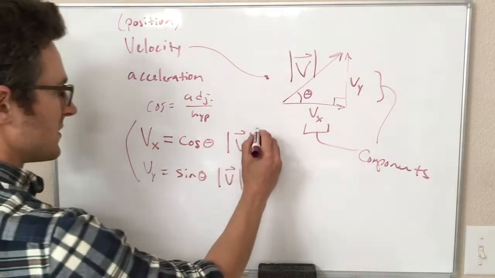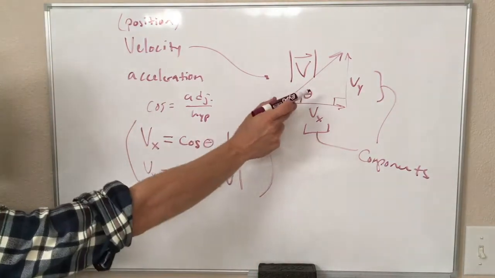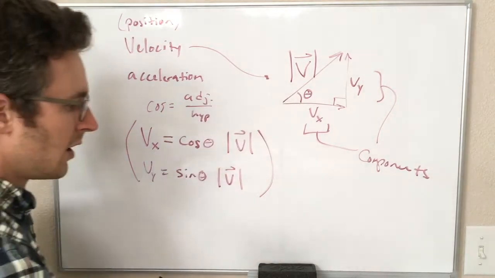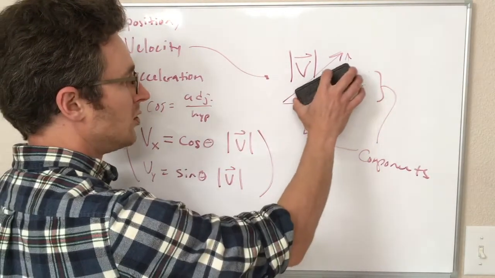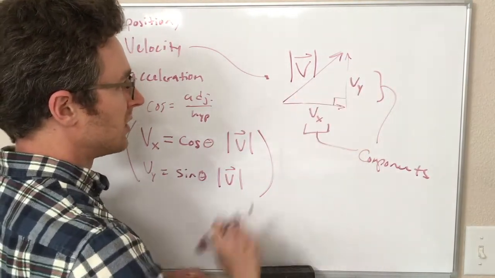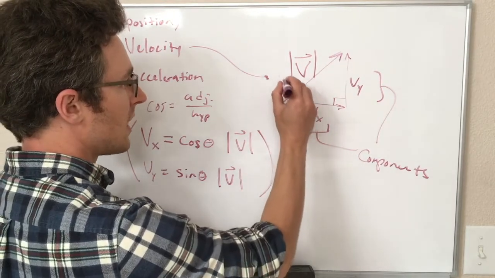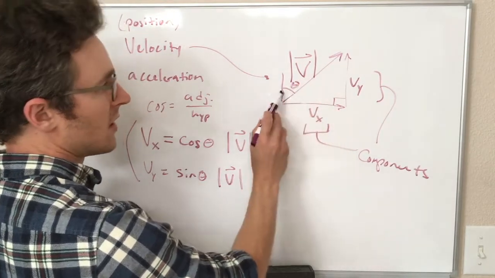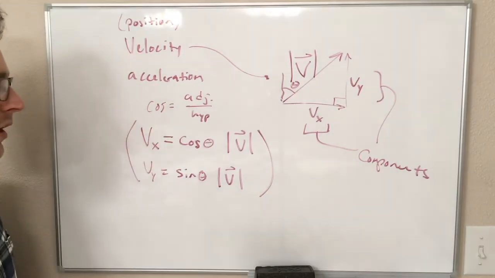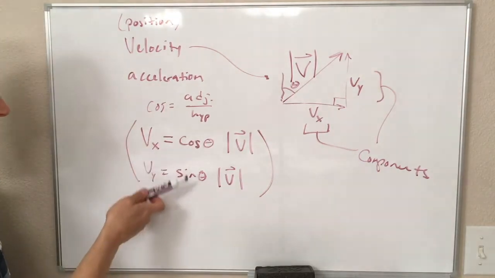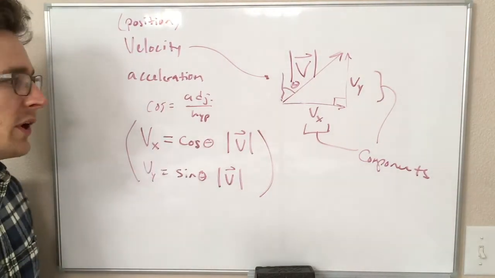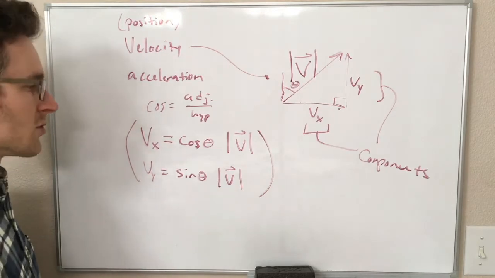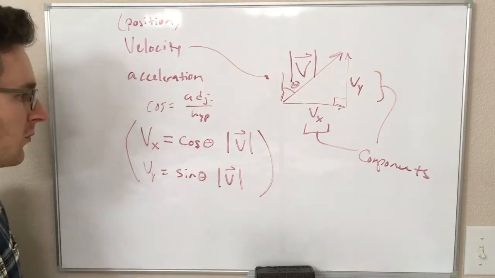I'm going to put parentheses around them. These only apply for this diagram as I have drawn it. If this was in a word problem, you might just as easily have been given this angle instead of that angle, and then this is not cosine and this is not sine, and you should draw your own triangle to figure out what it should be.